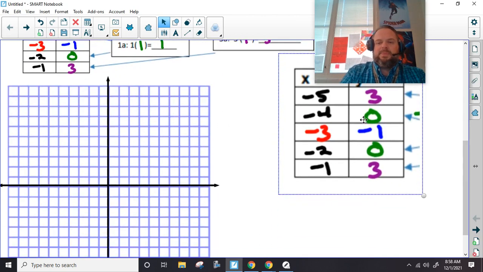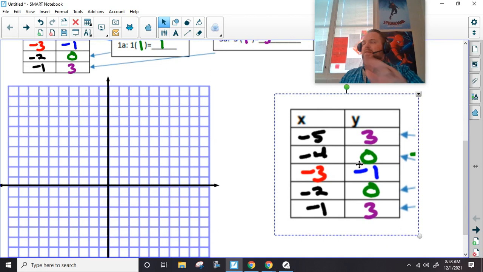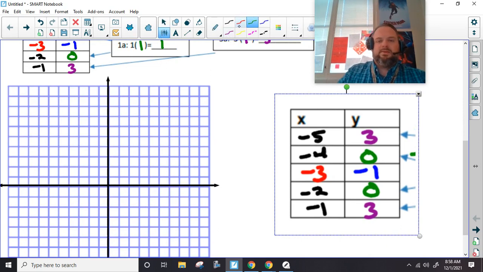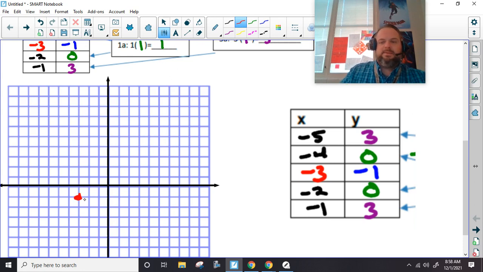All right. So if I were to plot these points, just watch, don't do. -3, down -1. Okay, the next one is -2, 0, -4, 0. The next one is -1, 3, 1, 2, 3. All right, so this is what it looks like.